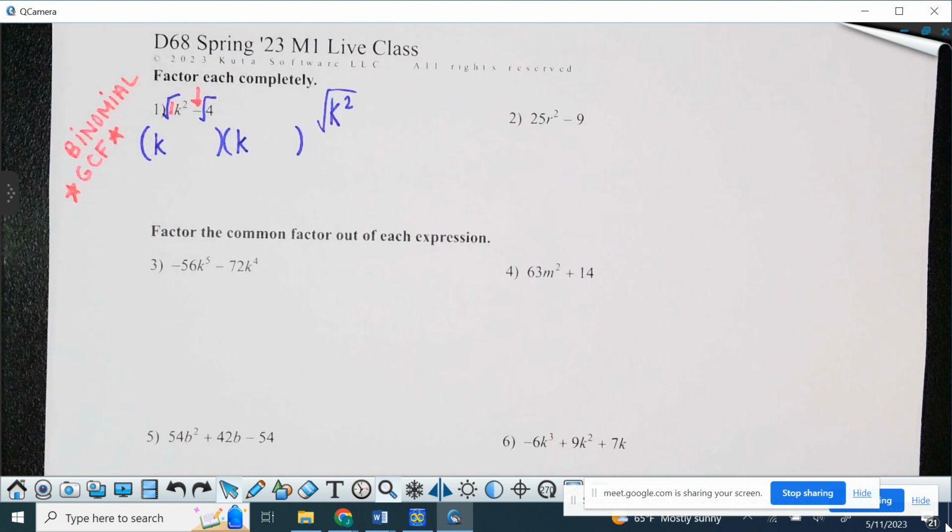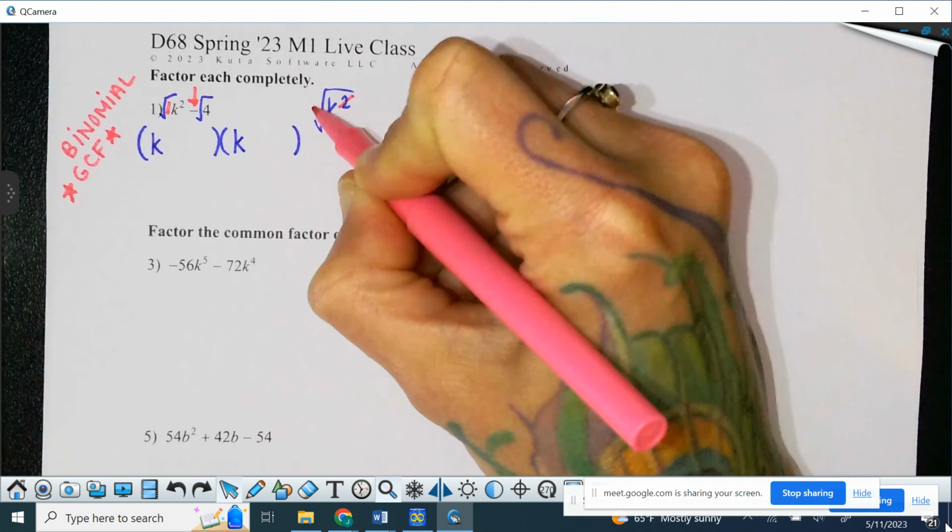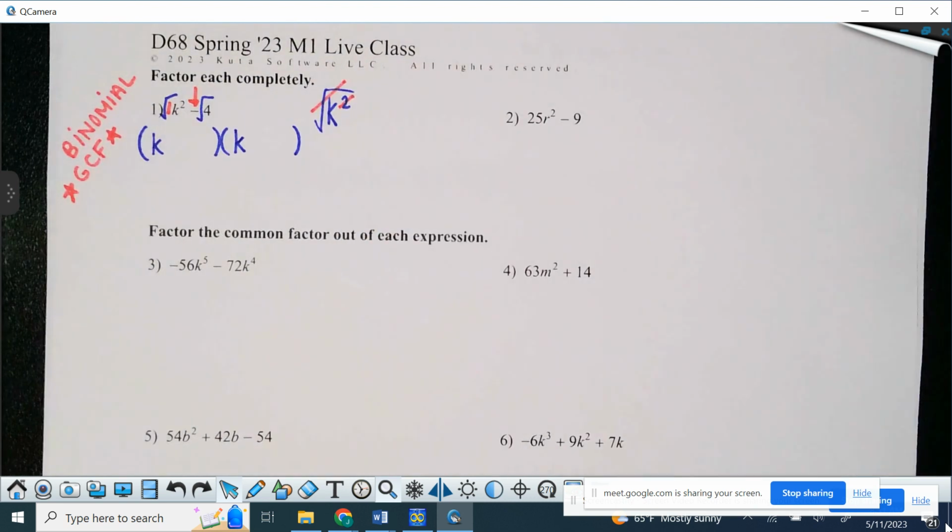Remember that squaring something and square rooting are inverses, so they undo each other. So remember, every time we had like x squared equals 9, how do you undo squaring something? You take the square root. So square root is inverse operations. So ultimately, if you square root something with a square on it, it's just whatever is being squared, whatever the base is. So in this case, it's a k.